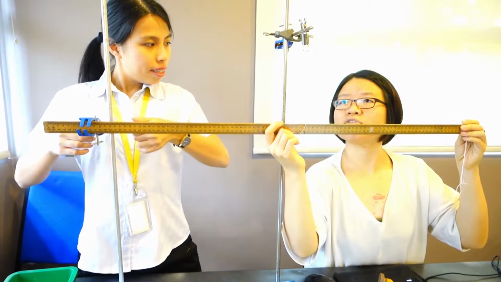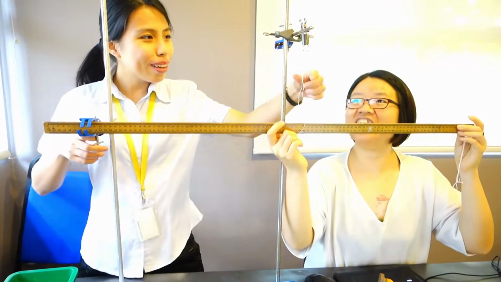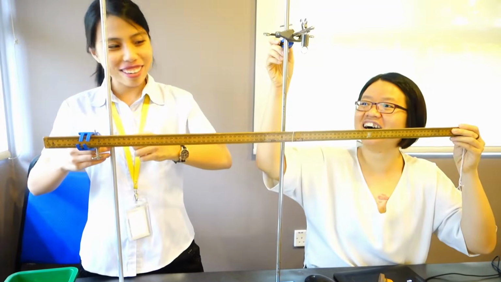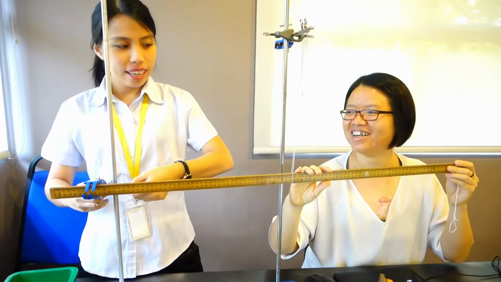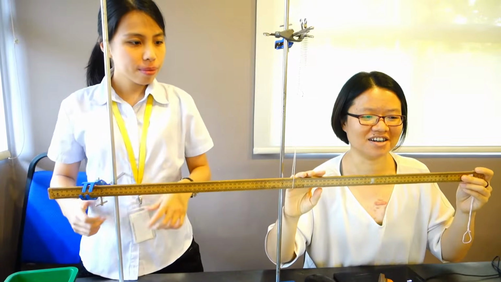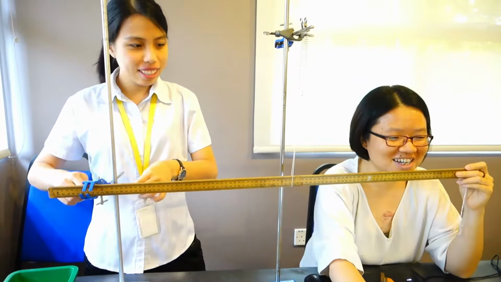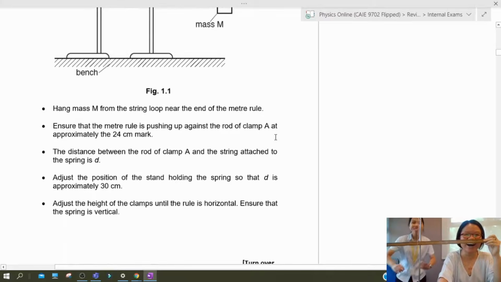Can pull down a bit. I feel that we need to extend the spring. Oh, the spring is not even stretched at all. Cannot down some more. Then? Okay, let's read. Oh, you cannot simply do experiment without reading instruction.